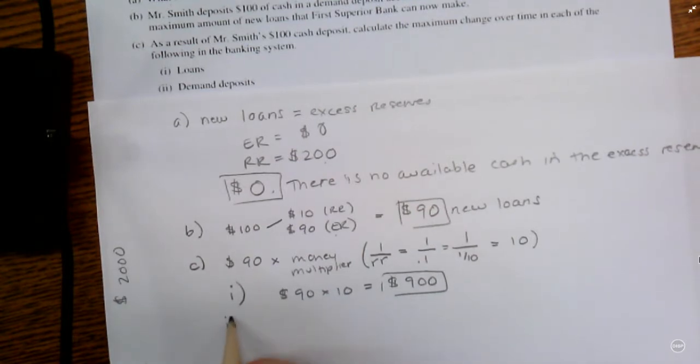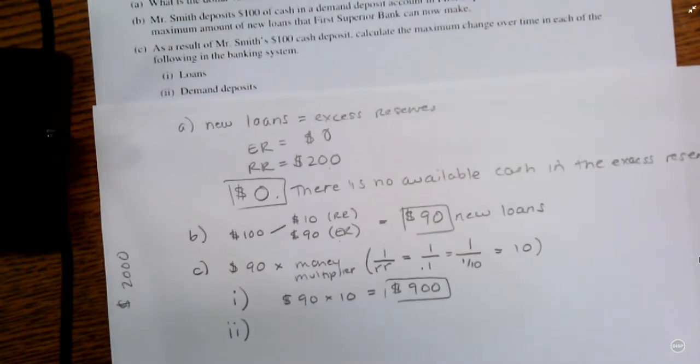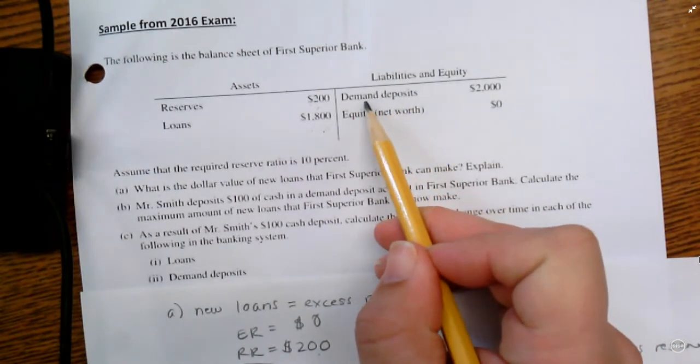The next part is what's going to happen to the demand deposits. This is always really hard for kids to remember. So I'm just going to warn you, if you're a kid that's sitting there and you're thinking, I don't know how to do this, I don't know what the demand deposits are. The demand deposits are right here.